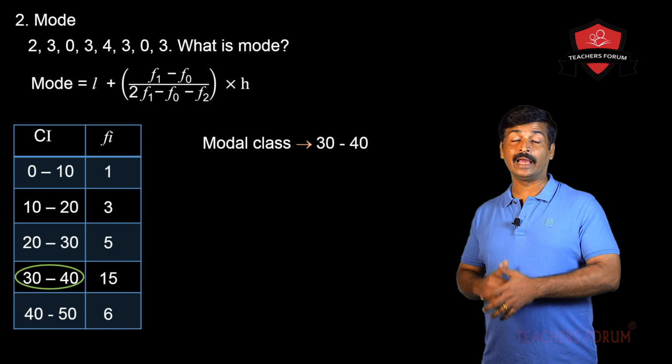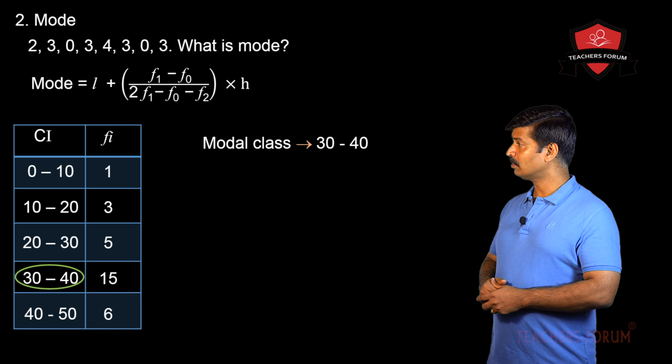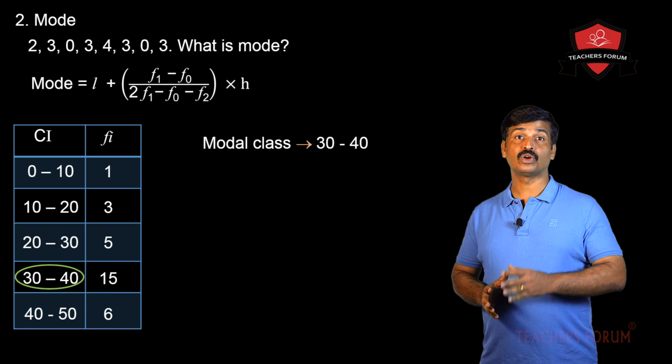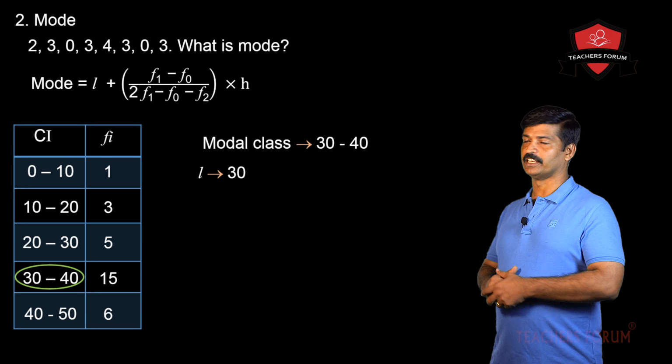Now let us see what is L. L stands for the lower limit of the modal class. So the modal class is 30 to 40, so the lower limit of the modal class is 30. So L is 30 here.